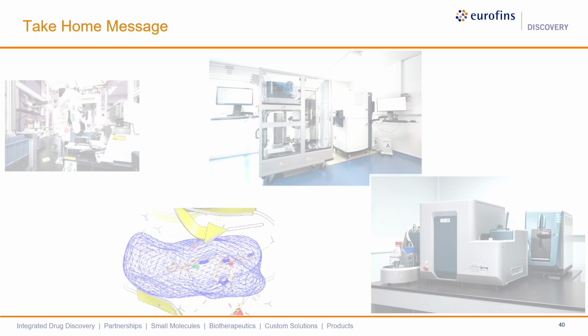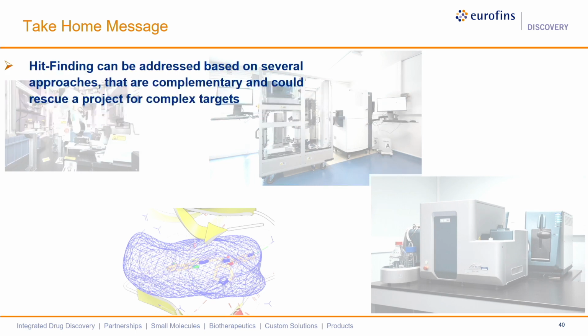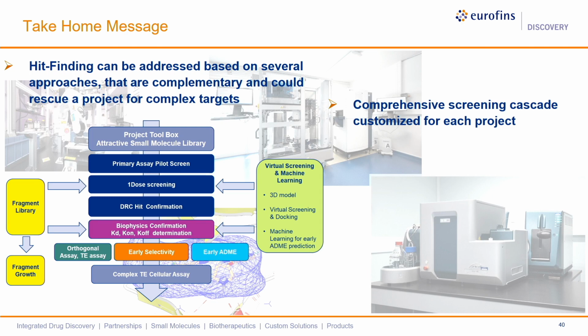And as a final slide, after all of this information, we took you through these two case studies, and we tried to show you that hit finding can be addressed by several approaches that could be complementary, and sometimes don't hesitate to relaunch a different approach at the end of the project just to rescue it, in case it could work. And for that, it's really important to have a very comprehensive and robust screening cascade in place that has to be customized for each project.